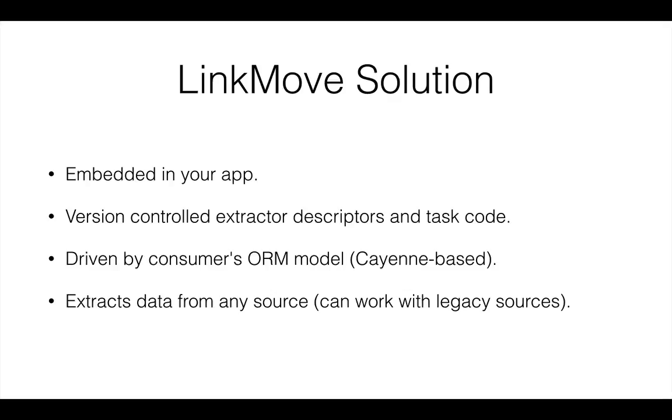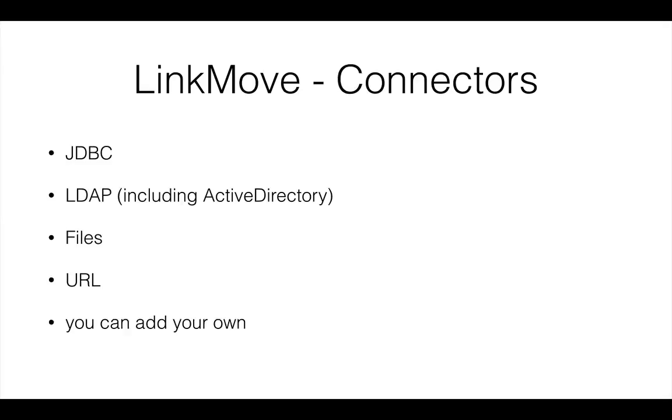That's your anti-corruption layer. So when somebody renames the source, it's all driven by the Cayenne ORM model, so you don't need to model the target at least. I mean, you only model the source. It can work with any legacy source. It can work with any data source really, and the architecture of LinkMove is, what's beyond the API is connectors that allow you to connect to the data source, and extractors that allow you to make sense of that data and do something with it. So actually provide it to the LinkMove pipeline.